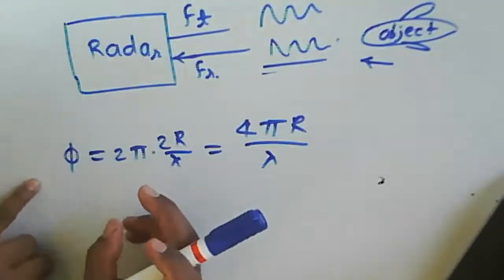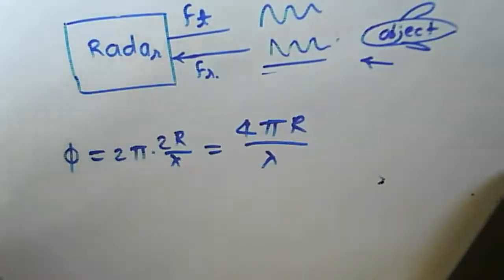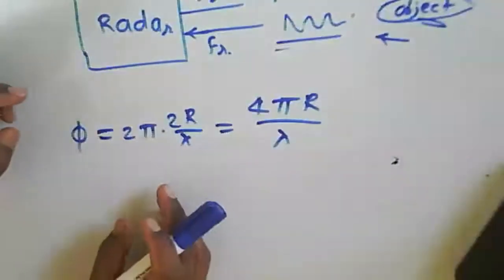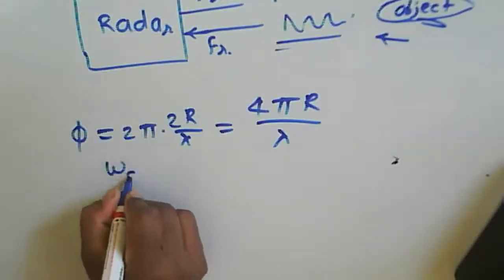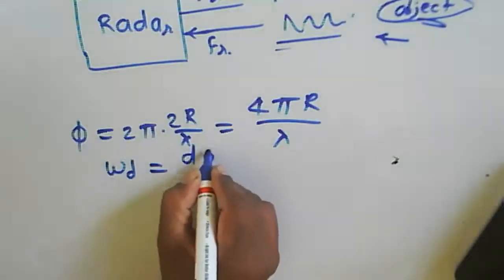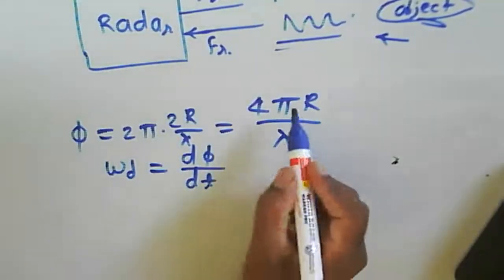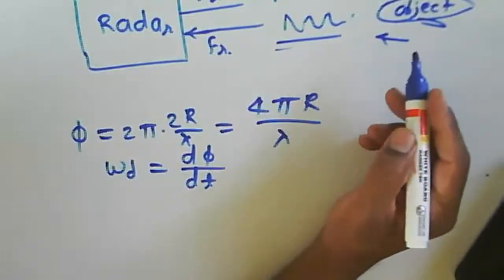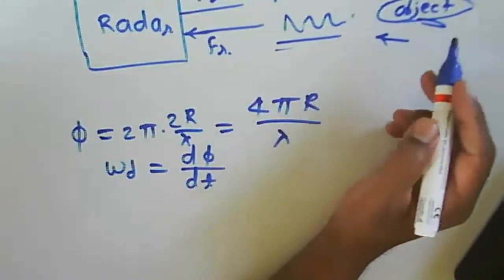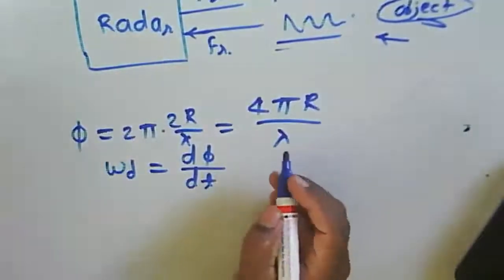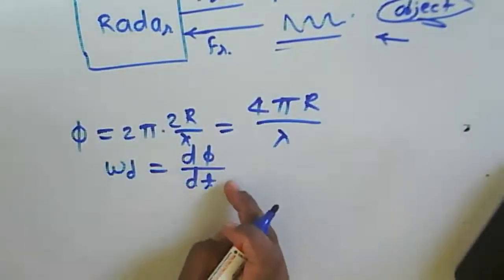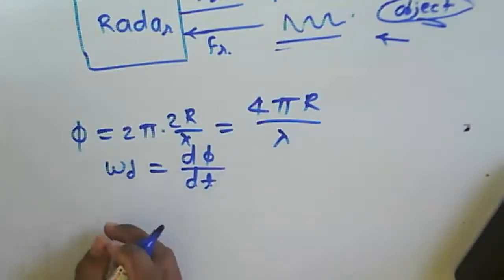Then we need to find out what will be the change in the phase with respect to time. And that will give us the angular frequency. So what is the angular frequency here? The angular frequency is equal to the change in the phase with respect to time. Because R changes with respect to time, because that object is in motion. Forget about the radar, only the object is in motion. So the change in the phase with respect to time gives us the angular frequency.